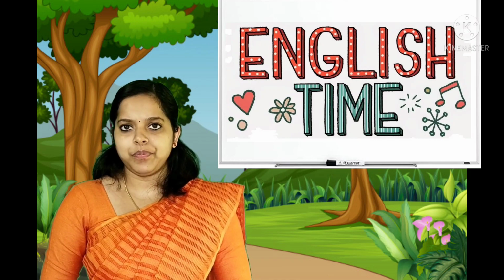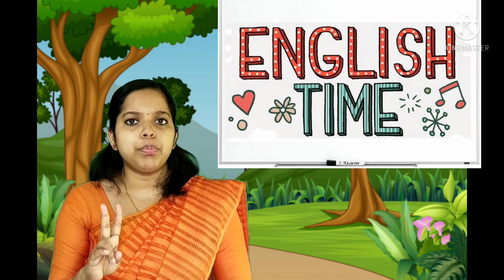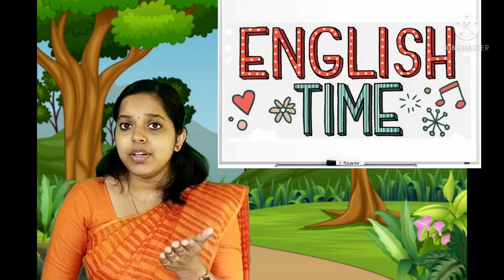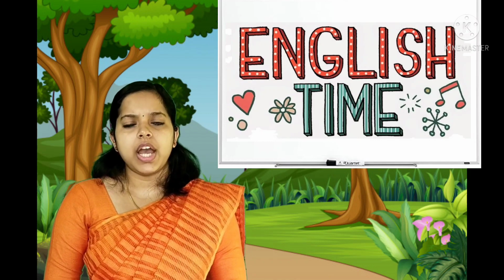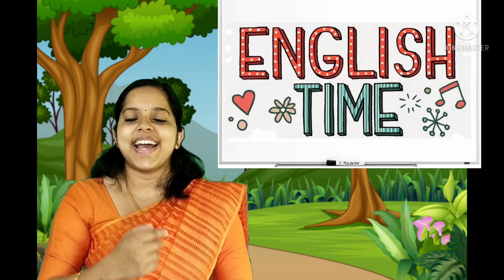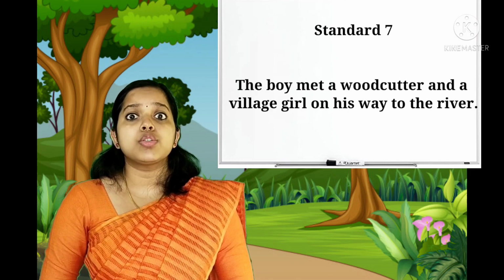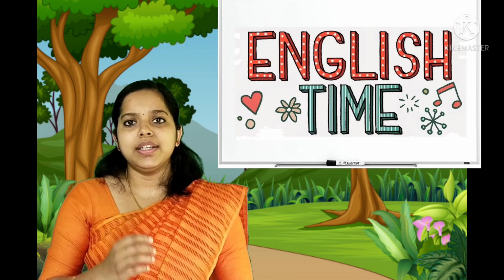Let's find out. In the last classes, we saw that a boy met two people on his way to the river. Who were they? Who was the first one? Very good, a woodcutter. And what about the second person? Yes, exactly, a village girl. Now, on the next day, he saw one more person. Who is that? Yes, another boy.